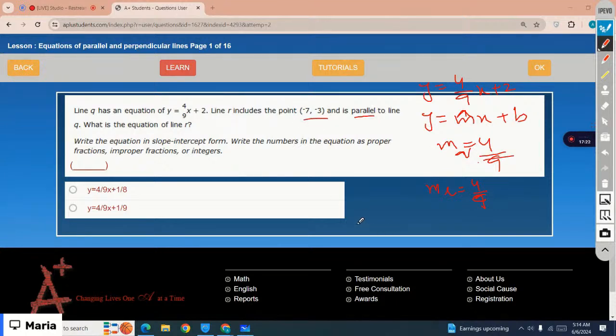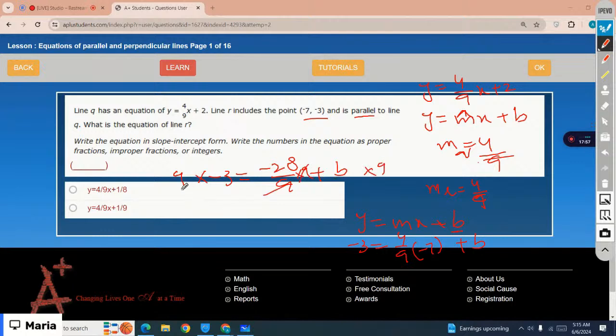You are given a point. Use the equation y equals mx plus b. Put the point and the slope and calculate the value of b. The point is y is -3, m is 4 over 9, x is -7, and plus b. Just calculate the value of b, right? Do the calculations. That would be -3 equals -7 times 4 is -28 over 9 plus b. Multiply the equation with 9, right?